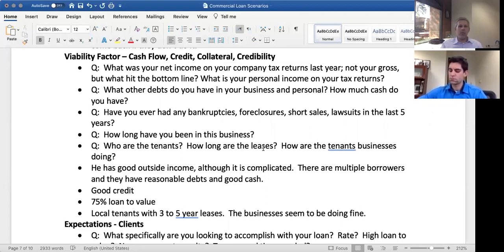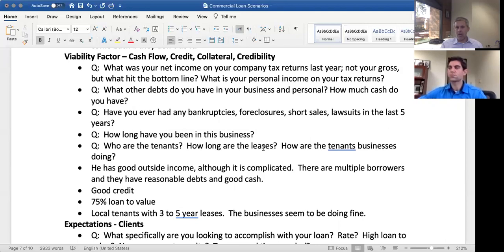And we knew that he had pretty good income, although it was complicated. He had a lot of entities. There were multiple borrowers with reasonable debt and good cash. So once we got a gauge on that, we were comfortable that that was a check for us. They didn't have a lot of negative cash flow outside. They've been doing this for probably 10, 15 years. So we knew they'd been in business for a long time.